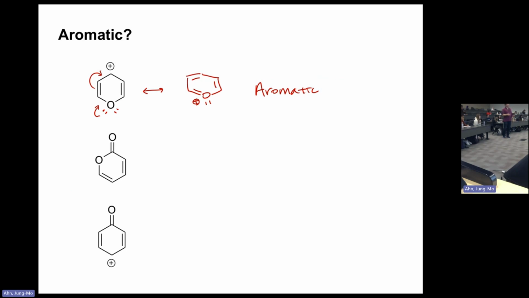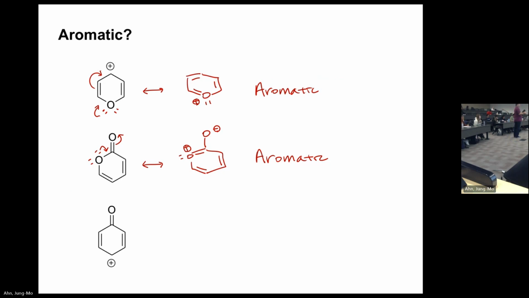What about that one? You do the same thing. The oxygen's lone pair, you can push it in, making a double bond here, and that's going to push the electrons out. So it looks like an aromatic molecule, just like we have seen here. The oxygen is going to be positively charged, but it could still be aromatic.